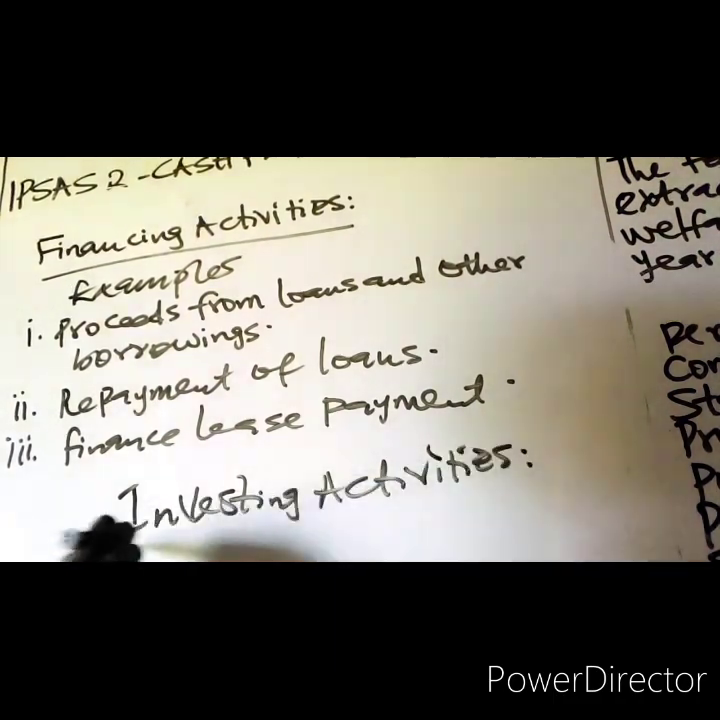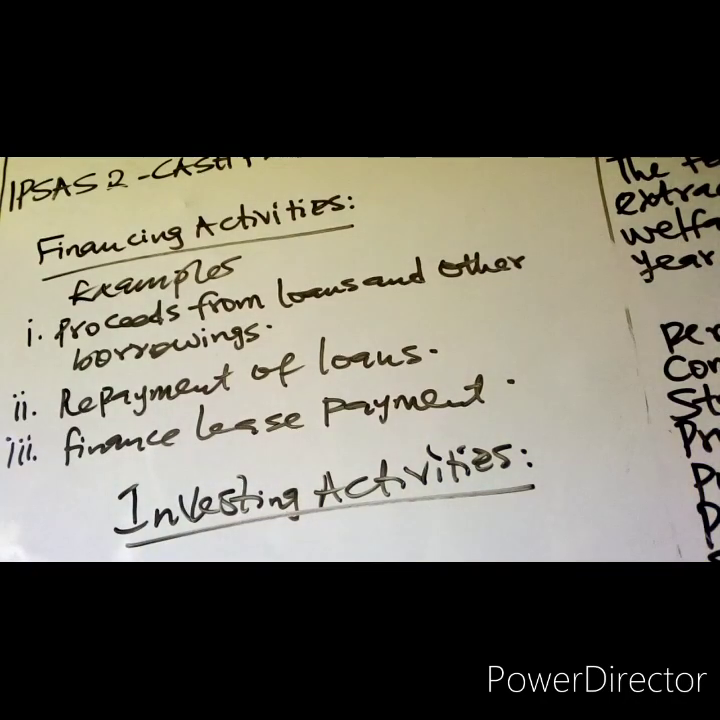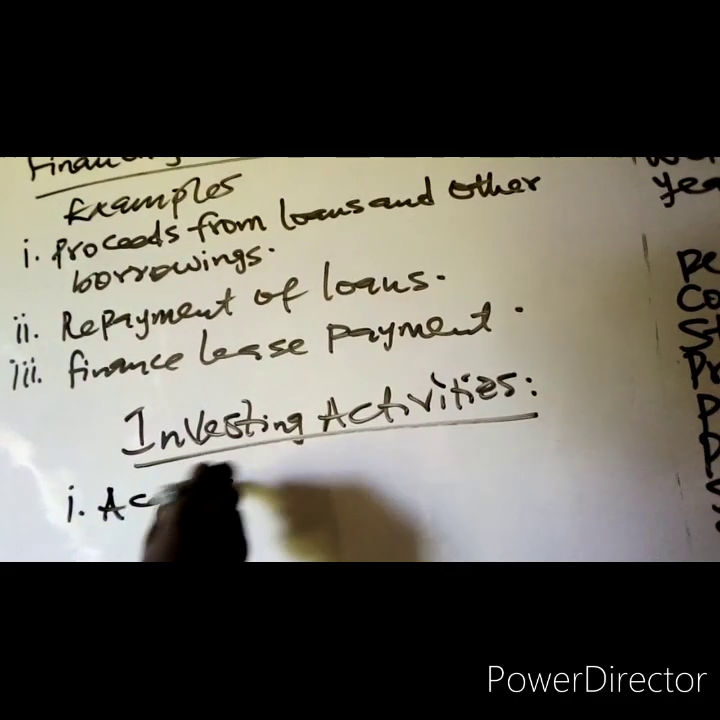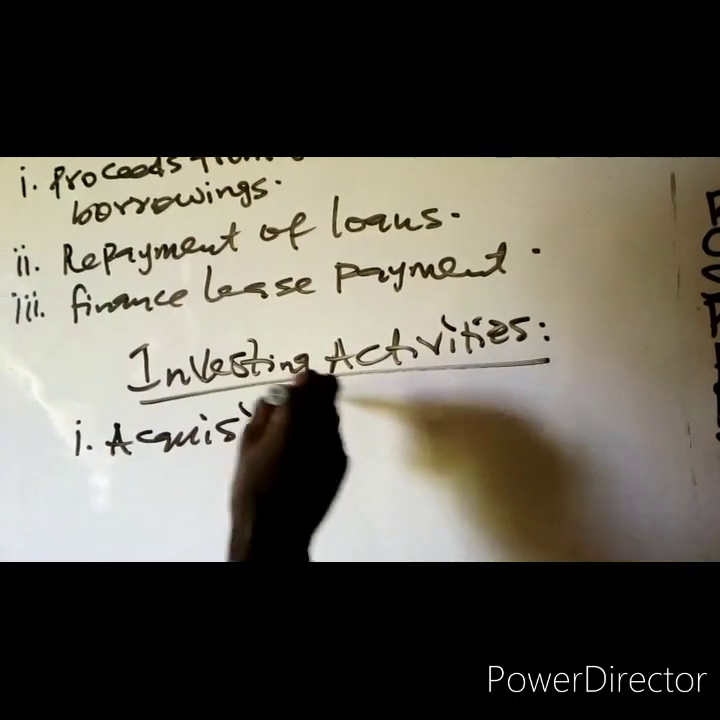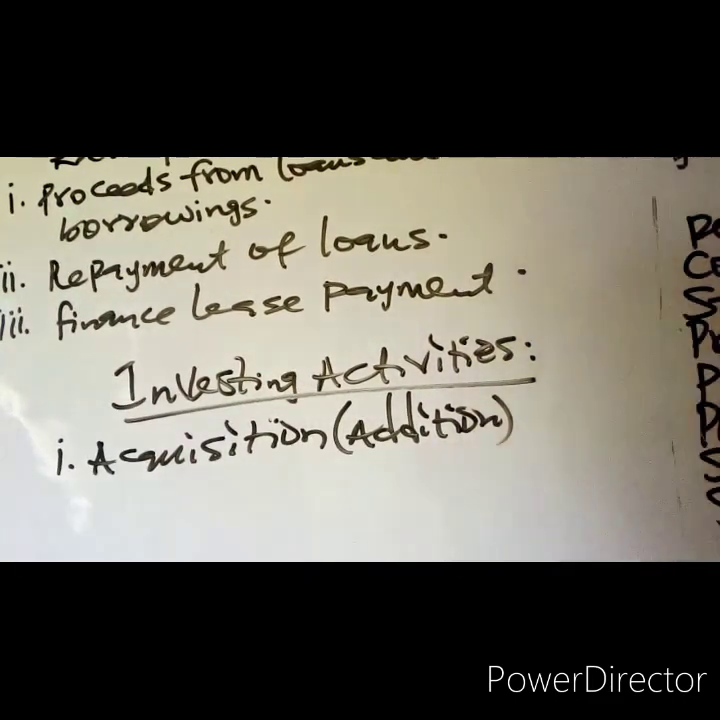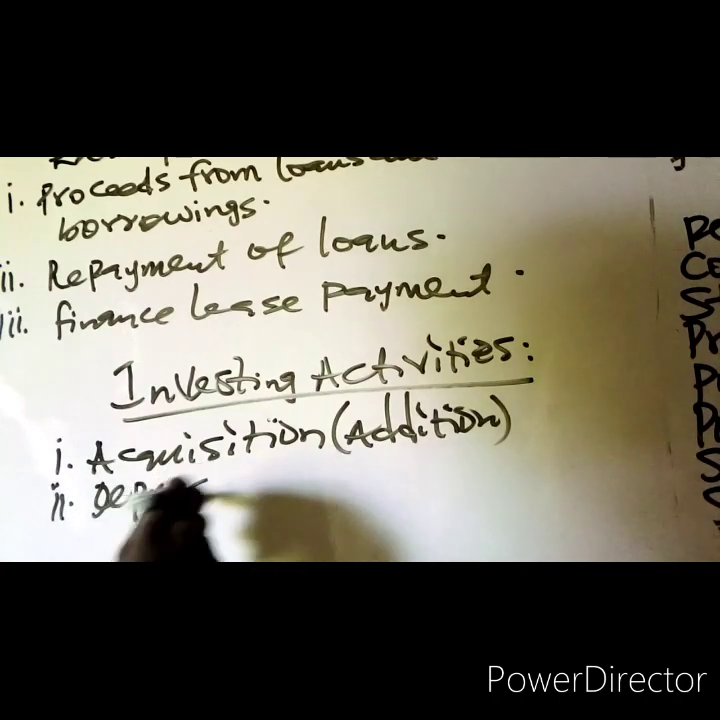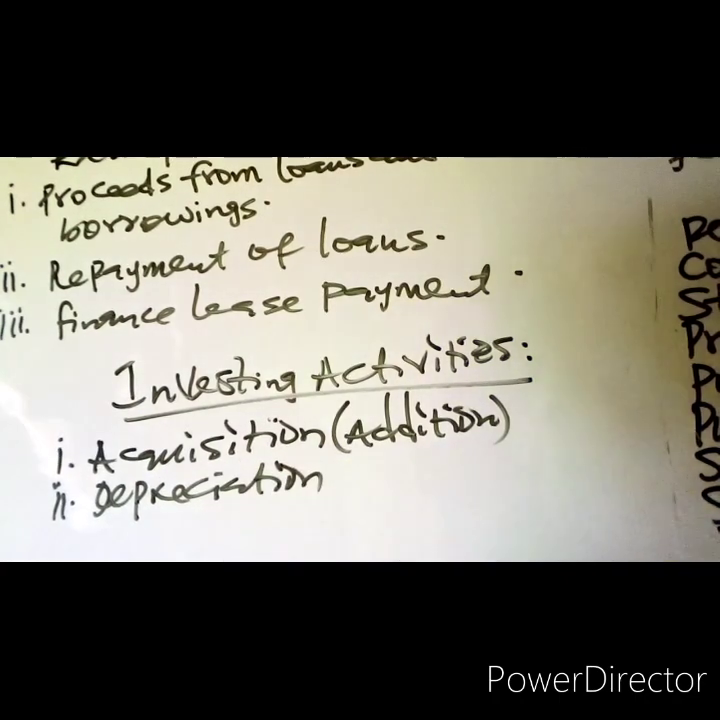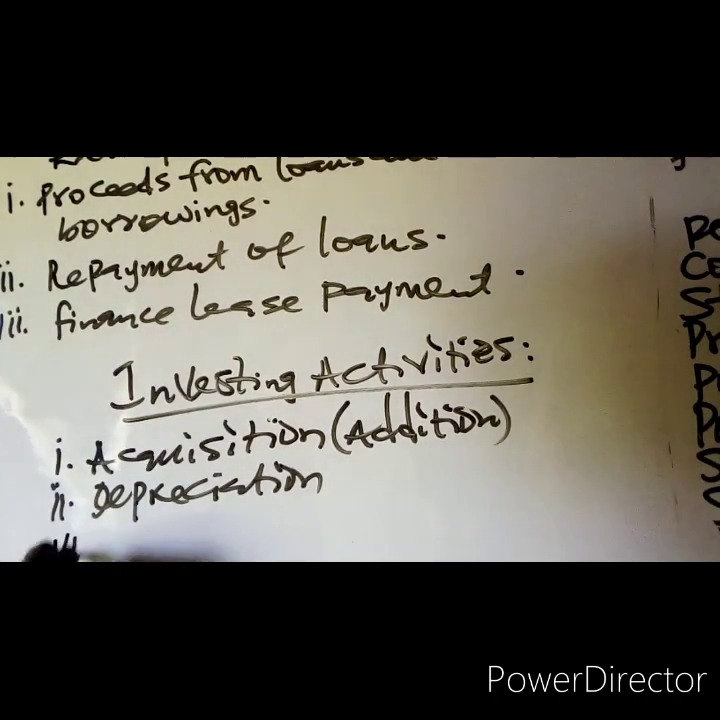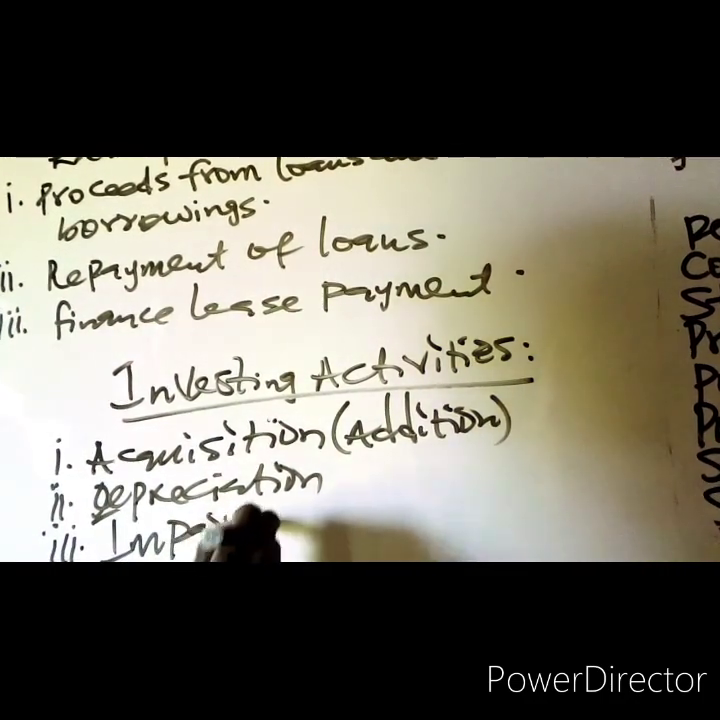You check the movement in non-current assets. What are those things that you think can affect your non-current assets? Number 1, there could be acquisition of non-current assets. That is addition to the non-current asset. Then the non-current asset may be depreciated. These are the items that will affect the non-current asset. Depreciation. The non-current asset may be impaired. You can have impairment loss.